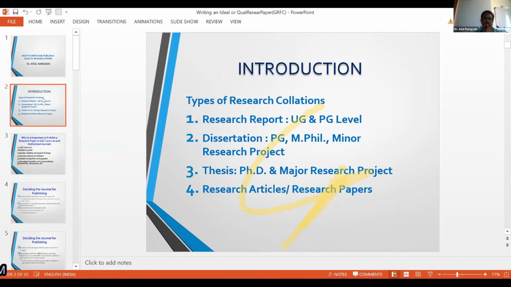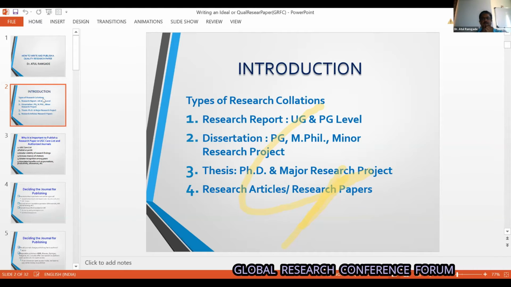Just to give an introduction, there are different types of research papers. Research reports are done at undergraduate and postgraduate levels. Then dissertations are required for students doing postgraduate courses like MBA, MCM, and Master of Philosophy, MPhil. Persons doing research projects, such as minor or major research projects, also have to write articles or make dissertations. Then there is the thesis: when any scholar is doing PhD work, he or she has to write a thesis and defend it. Major research projects also have to be written depending upon the assignments.